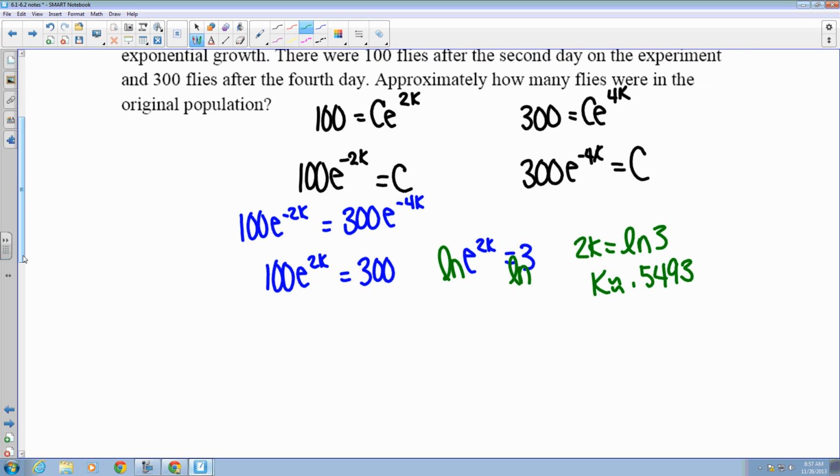Then we're trying to find what that initial population is. We can use either one of these. I'm going to go with 100 after 2 days to find the C. So you can just do 100 divided by e^(0.5493 times 2), and you'll get 33 flies in your original population.